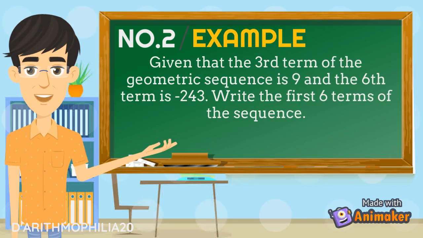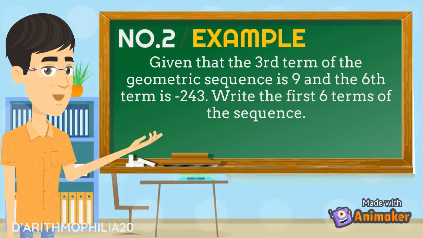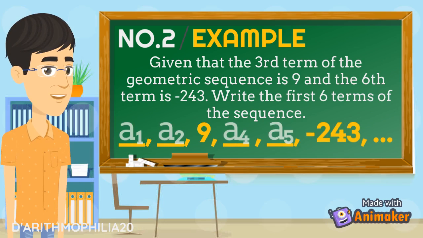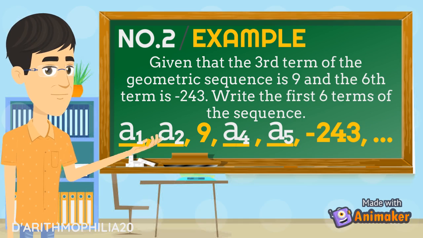Now, let us have example number 2. Given that the third term of the geometric sequence is 9, and the sixth term is negative 243. Write the first 6 terms of the sequence. In symbols, we can write the sequence like this. We need to determine 4 terms to complete our sequence.